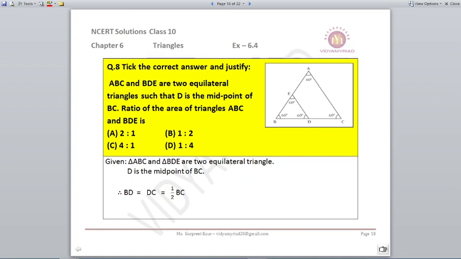Question 8. Choose the correct answer and justify. ABC and BDE are two equilateral triangles such that D is the midpoint of BC. Find the ratio of area of triangle ABC and BDE. Now two equilateral triangles are there, ABC and BDE, and D is the midpoint on the side BC. That means BD will be equal to DC, which is half of BC.